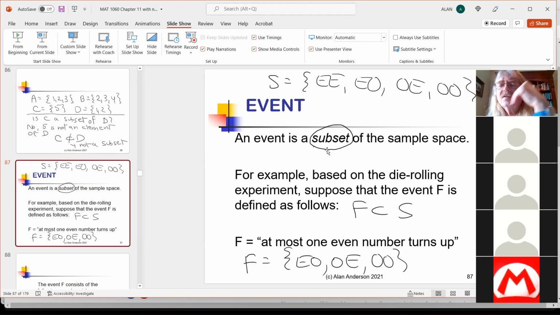So when I'm rolling the die twice, for example, what if I am playing some kind of game where my prize depends on my not getting two even numbers? And so F is the event that I get at most one even number, which basically could be rewritten as only 1 or 0 evens. That contains the elements EO, OE, and OO. And you can see F is clearly a subset of S because every element in F is also in S. And so therefore F qualifies as what we will call an event.